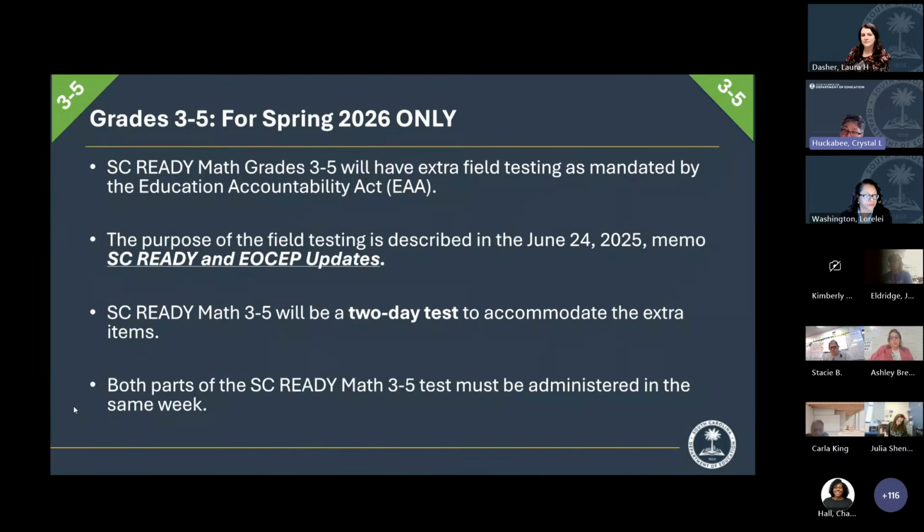And both parts of the SC Ready Math test for grades 3 through 5 must be administered in the same week. And that means Monday through Friday. They must be administered in the same week. That does not mean that they have to be administered on consecutive days, just within the same week.